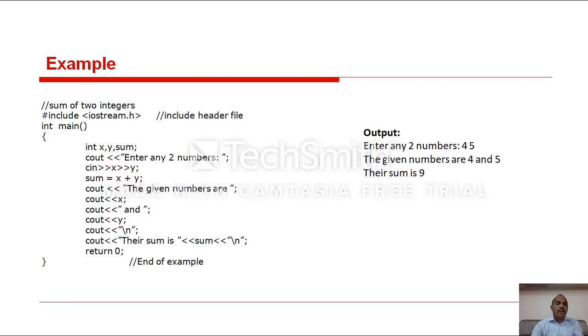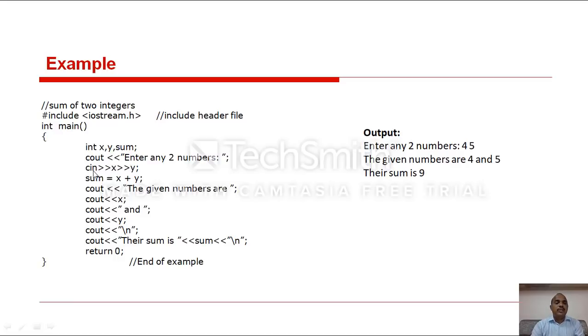Observe the program, all of you. Here cout, cin, then the next cout, cout, and so on. These statements are the input output statements. Cout, here the double less than symbols, is called the insertion symbol.